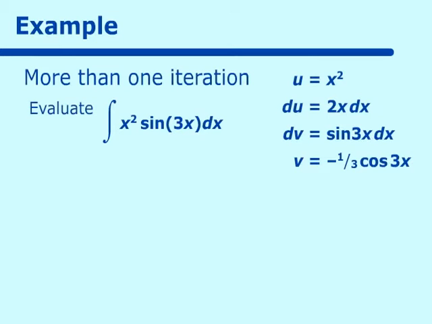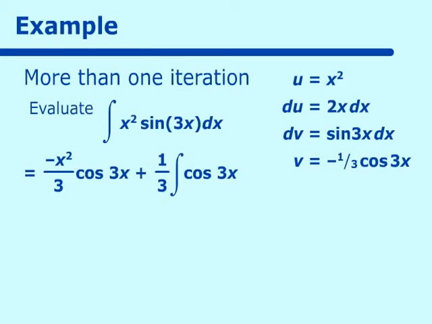So let's put that into the formula, u times v. So we have negative x squared over 3 cosine 3x minus v. Well, we'll have plus 1/3 cosine 3x times du, which is 2x dx. So we'll put a 2 there and an x dx here. So we still have an x sitting in our integral. We need to undo that one.